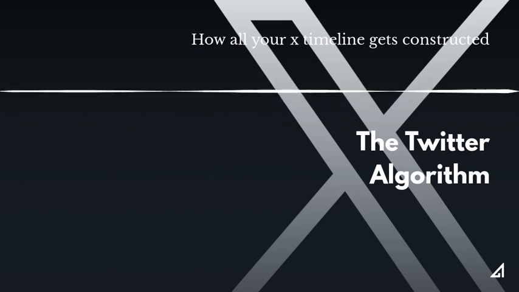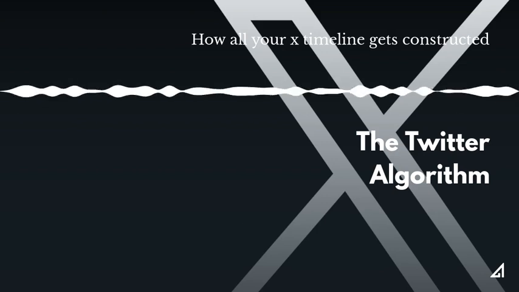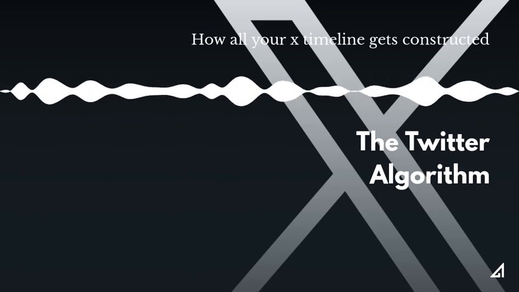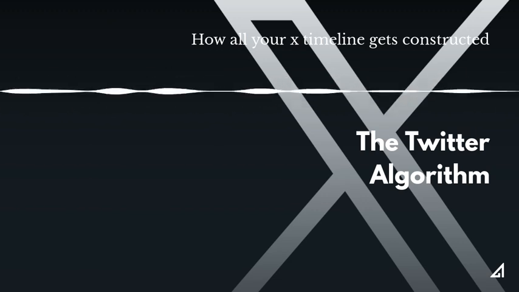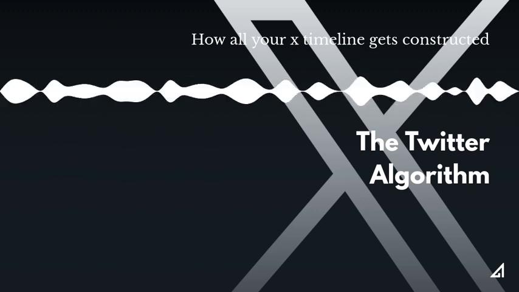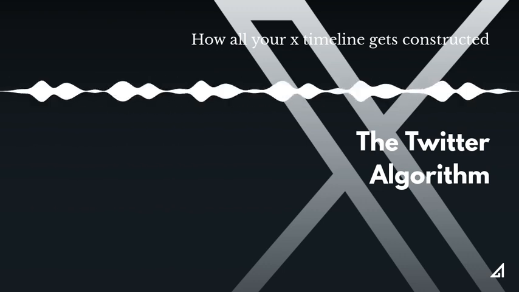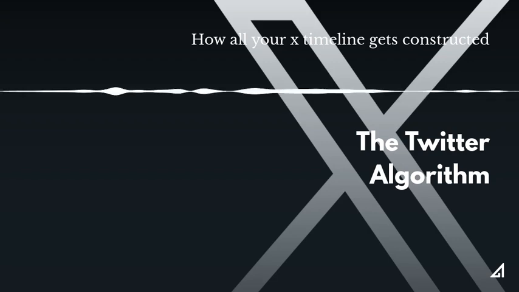Now it's time for stage two. Ranking. How does the algorithm decide what's going to make the cut? All right, so this is where it gets really wild. The code mentions two big players, the light ranker and the heavy ranker. Think of them like filters, but like super powered filters. A dynamic duo of Twitter sorting.